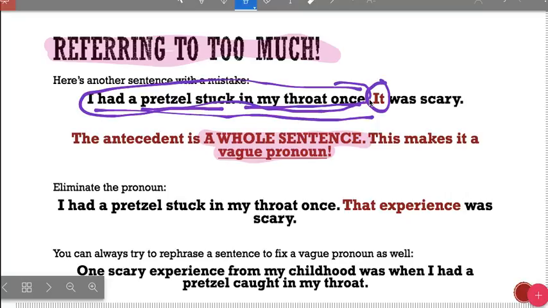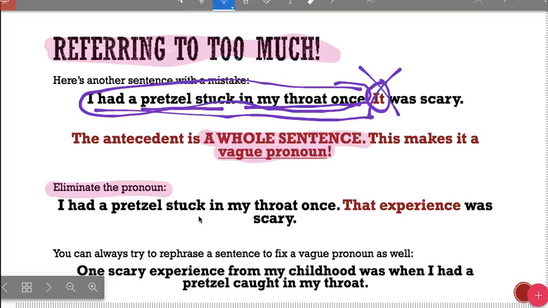So it, the pronoun it, is referring to this entire experience, this whole big sentence, making it vague. So there are two ways that you could fix this error. First of all, you could eliminate the pronoun. Rewrite the sentence so you don't have this issue of this it.